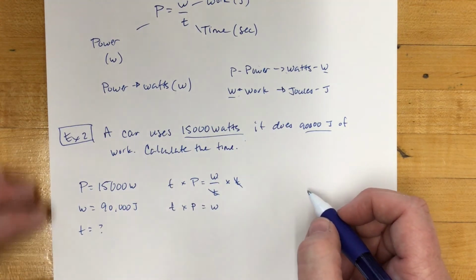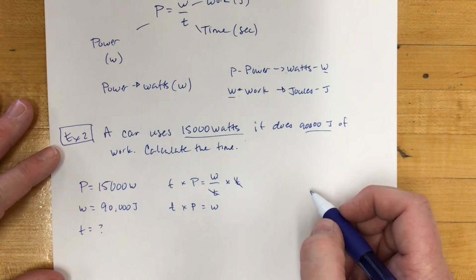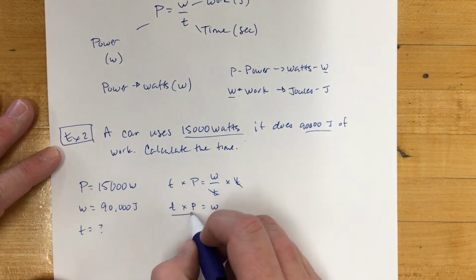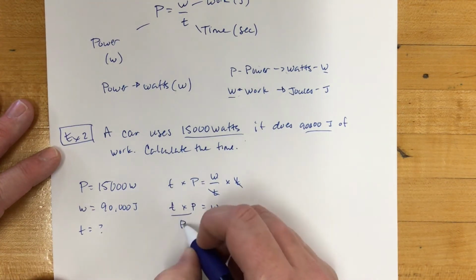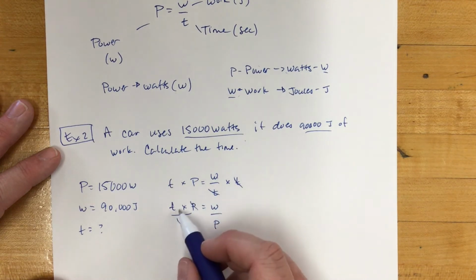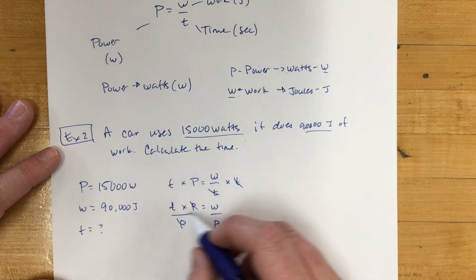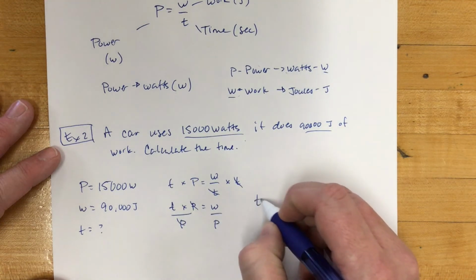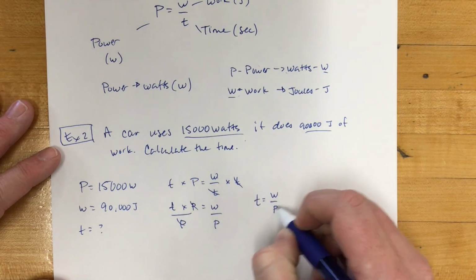Well, I still need time by itself, and currently it is being multiplied by the power. So I'm going to divide both sides by power. I cancel out the p here. It was t times p, so I do the opposite. I divide. So I have time equals work over power. Time equals work over power.